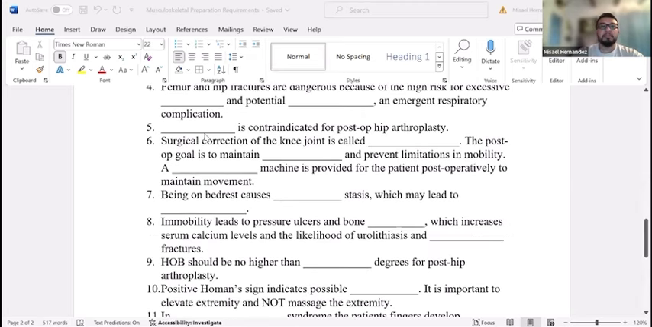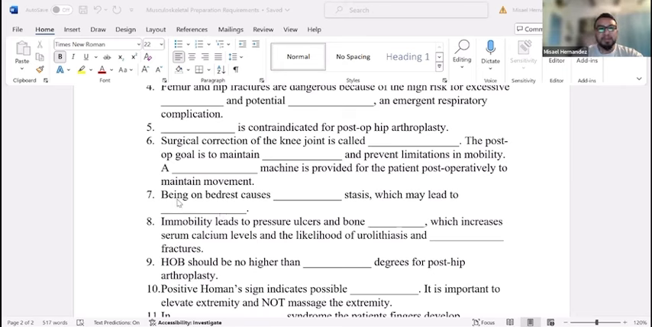Number five, blank is contraindicated for post-op hip arthroplasty. Number six, surgical correction of the knee joint is called blank. The post-op goal is to maintain blank and prevent limitations in mobility. A blank machine is provided for the patient post-operatively to maintain movement.